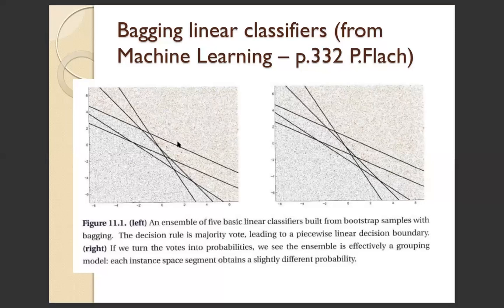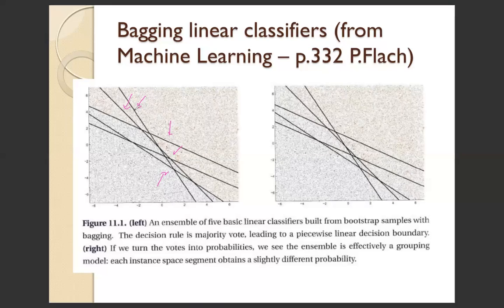So for bagging, let's say in this case, you're using linear classifiers. So basically, these are the different classifiers, okay? Built from different bootstrap samples. So for example, this one from one bootstrap sample, this one from another, right? So all these are decision boundaries, right? So the final decision boundary that you have will be you group them together, right? So they will look like this.